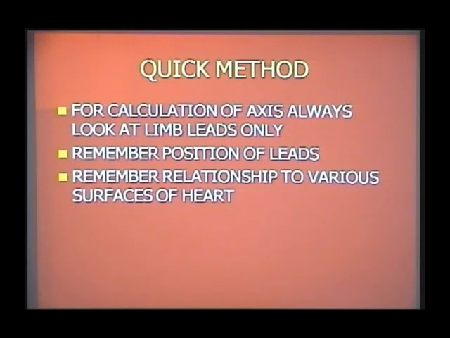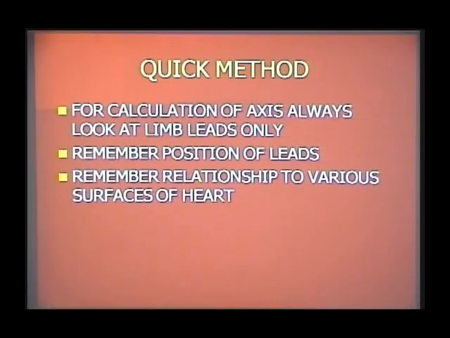For the axis calculation, forget about chest leads. You look at the limb leads. How many limb leads do we have? Six. So remember, there are 6 limb leads. People are so confused. After leaving this hall, you do not know where your house is or what bus to take. After an ECG course, people are so confused. So don't get confused. There are 6 limb leads.